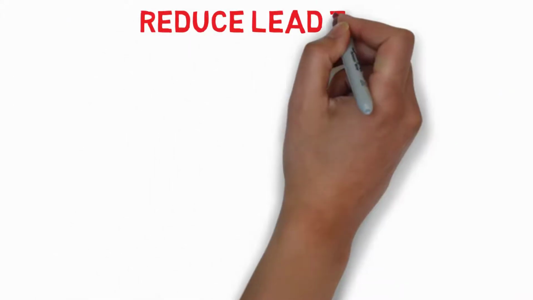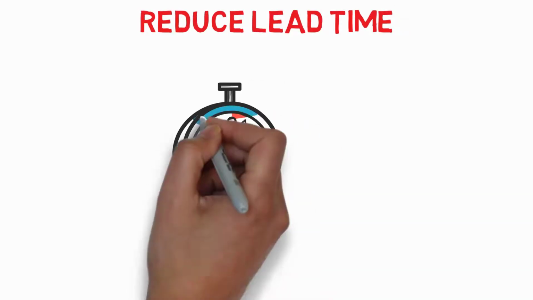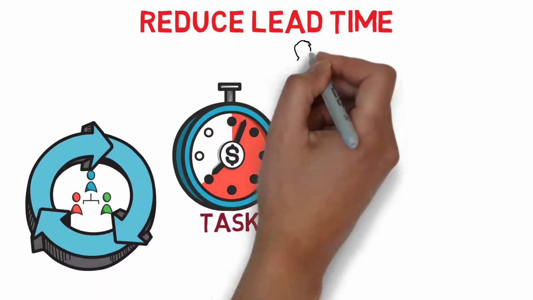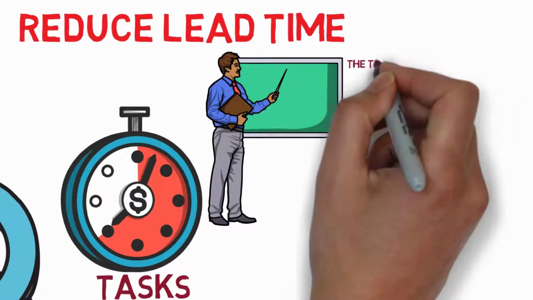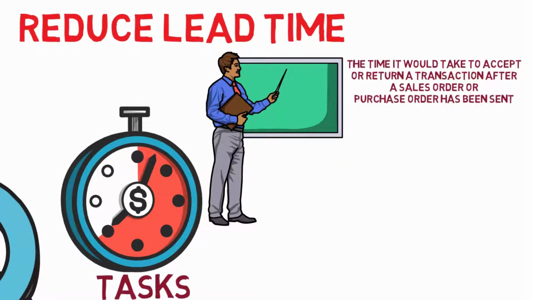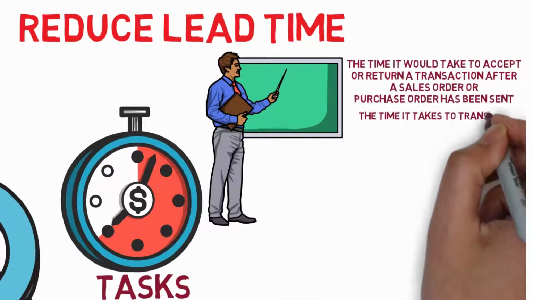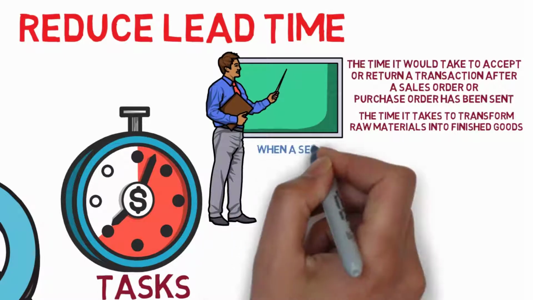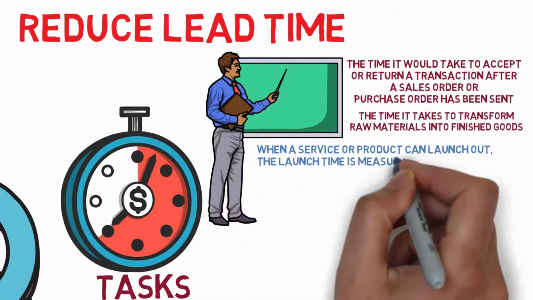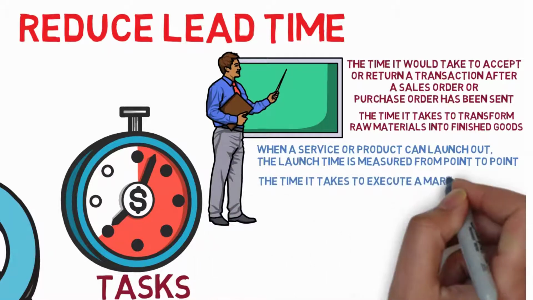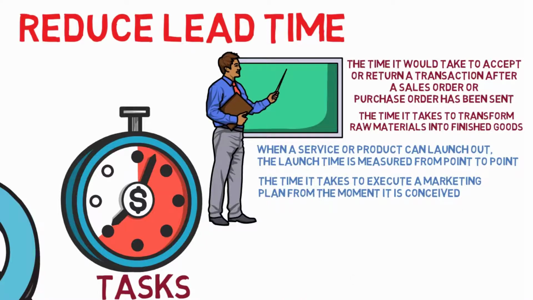Reduce lead time. Lead times are the amount of time it takes to complete specific tasks or the time it takes to complete different steps in a process. Here are a few examples. The time it would take to accept or return a transaction after a sales order or purchase order has been sent. The time it takes to transform raw materials into finished goods. When a service or product can launch, the launch time is measured from point to point. The time it takes to execute a marketing plan from the moment it is conceived.